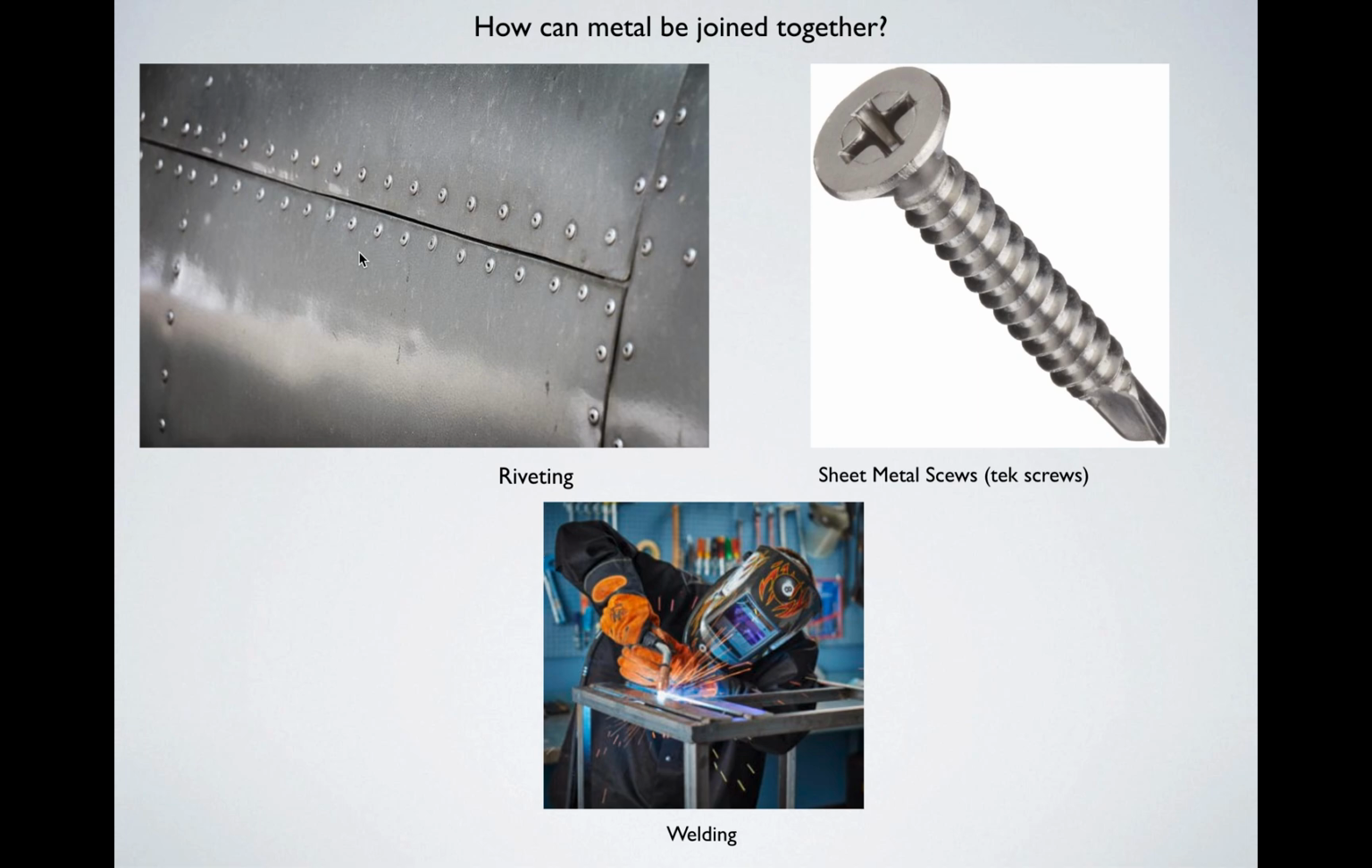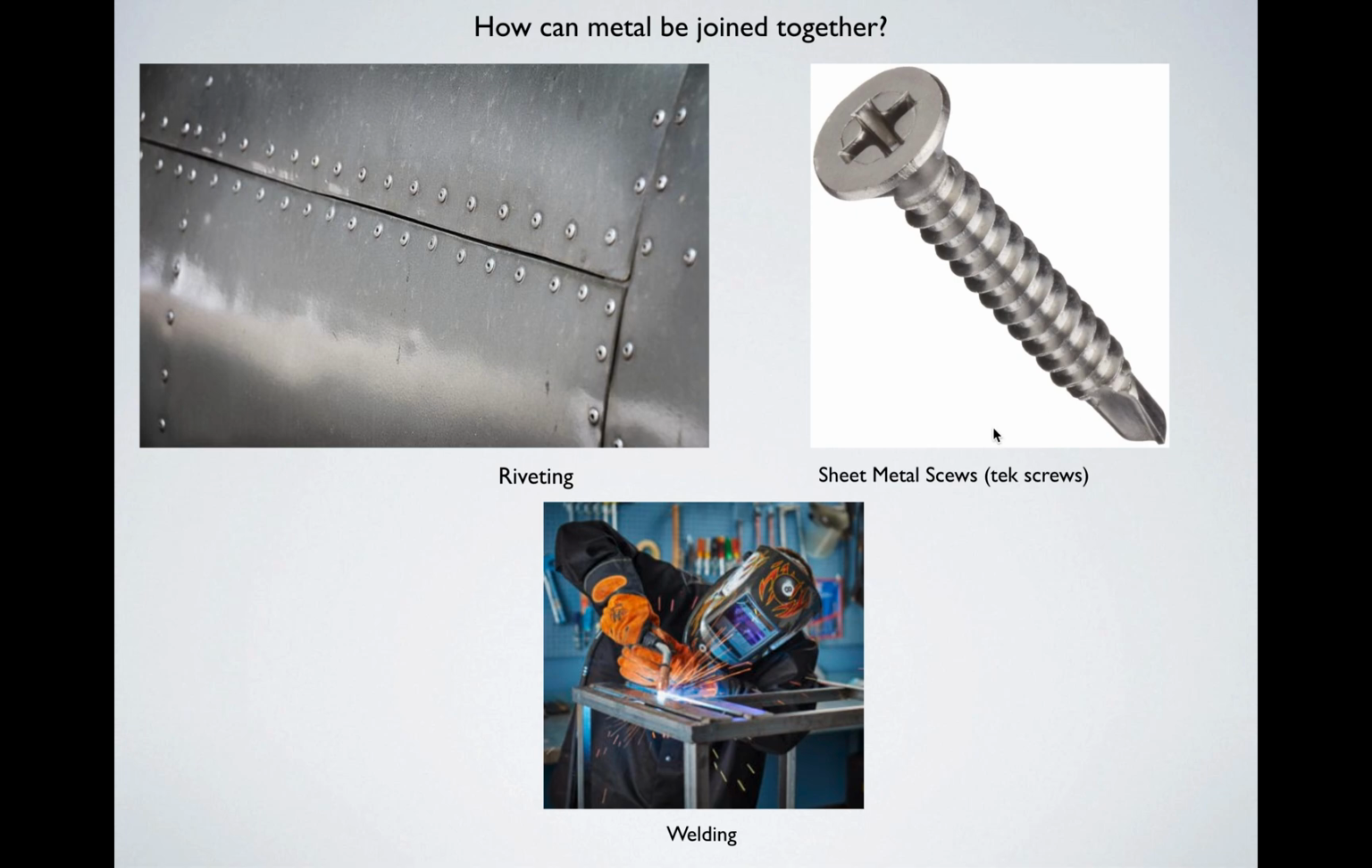Another technique is using sheet metal screws, also known as tech screws. The way you know they're a sheet metal screw is you will see this little end here. And that end means it's a self-tapping screw. So that means you can essentially put this in metal and then drill it in just like you would with a regular drywall screw for wood.